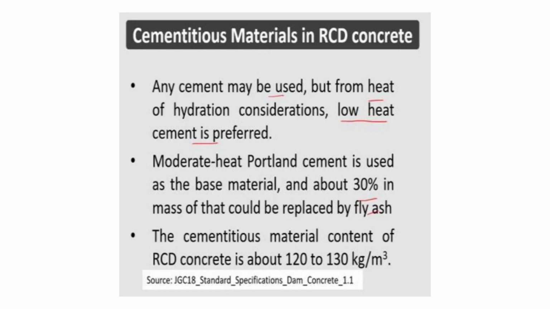The moderate heat Portland cement is used as the base material, and about 30% in mass of that could be replaced by fly ash, okay. The cementitious material content of RCD concrete is about 120 to 130 kg per meter cube, okay. This is as per JGC 18 standard specification dam concrete.